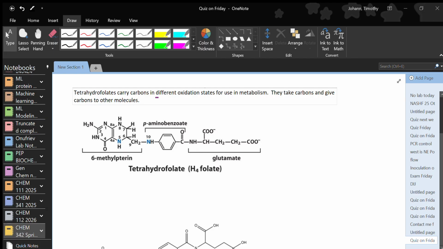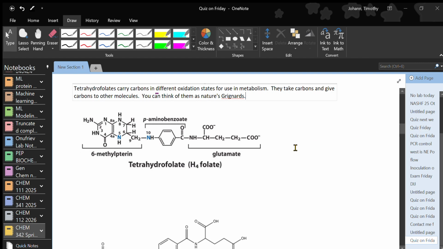Okay, you can think of them like nature's Grignards. Remember Grignards from organic, when you want to make a carbon-carbon bond to something, right? You make a Grignard. Unfortunately, Grignards wouldn't work for nature because you have what around?